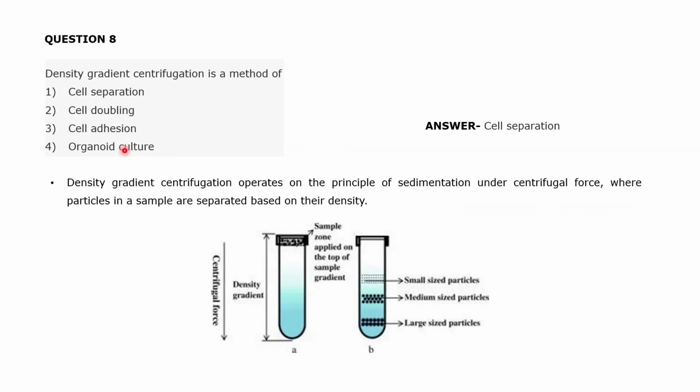So the answer is right, you are right basically. So option number 1, that is cell separation. Basically, density gradient ultracentrifugation operates on the principle of sedimentation under centrifugal force, where the particles in the sample are separated based on their density. You can see that this is the density gradient there.